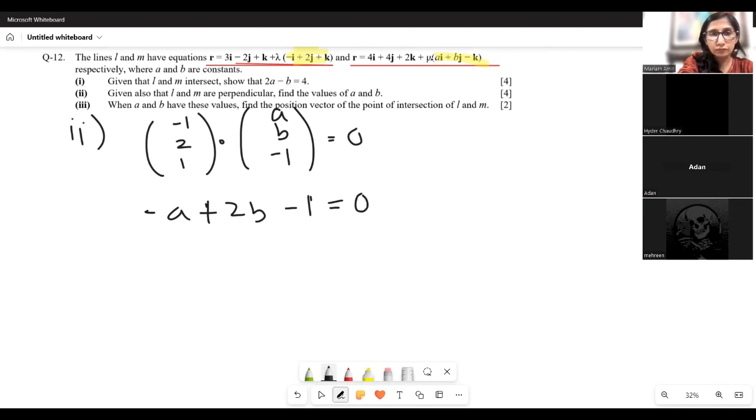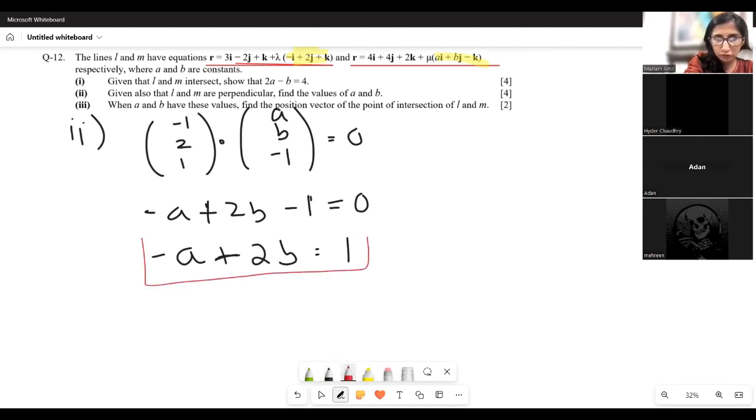So I have -A plus 2B equals 1. Now what you will do is solve this equation and this earlier equation in terms of A and B. Solve these two simultaneously and tell me what values we get for A and B.